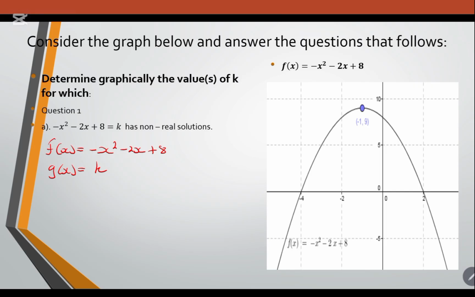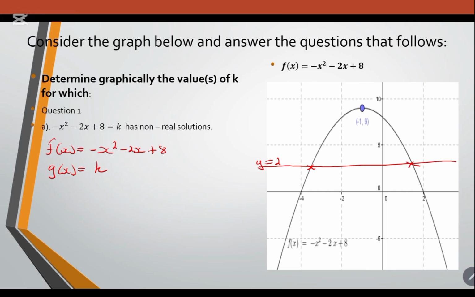So we are looking at the points of intersection of these two graphs, the f(x) and the g(x). So suppose the value of k is 2. So that graph goes like this. This is the line y = 2. Therefore, there is a solution. These graphs intersect here and they intersect there. That means if k is 2, I'll be able to find the value of x at those 2 points.